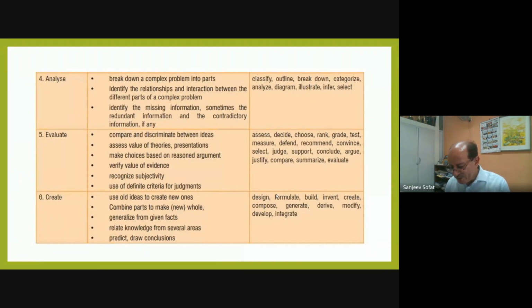Come out with results which are better than the earlier ones. That means I created some new knowledge there. Or you combine some of the parts. I apply one technique, I apply a second technique in a sequence. But let me apply both the techniques together. So the question for that is: design, formulate, build, invent, create. That is what we do in case of a creation there.